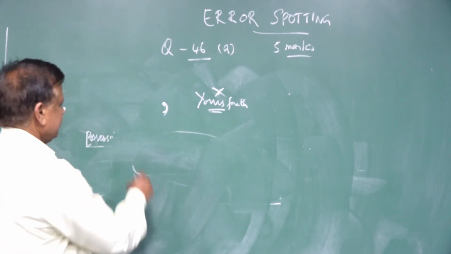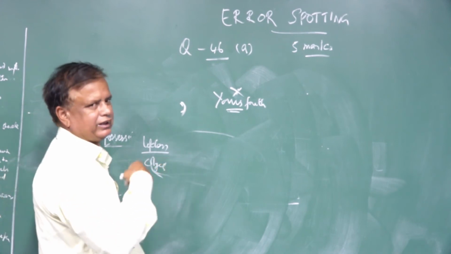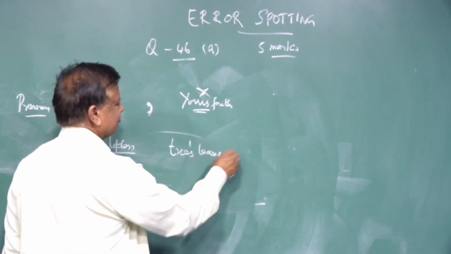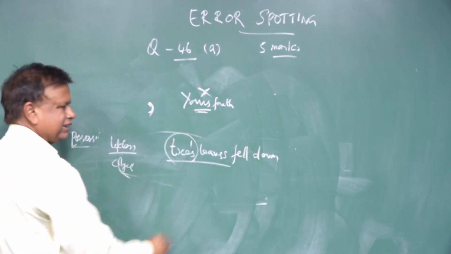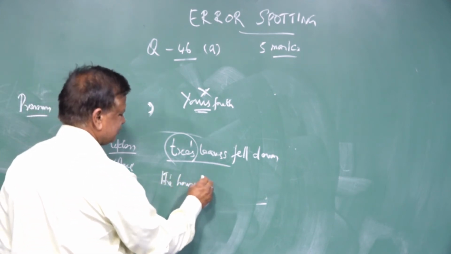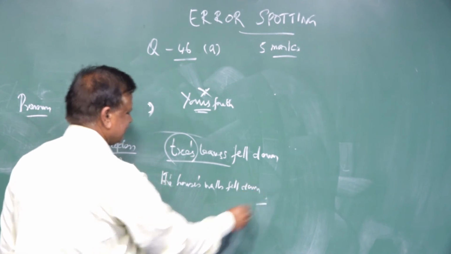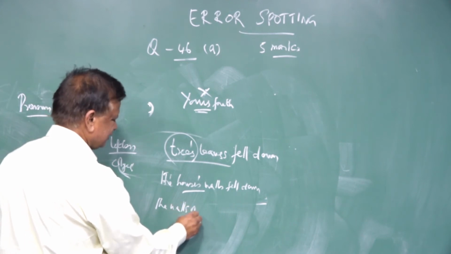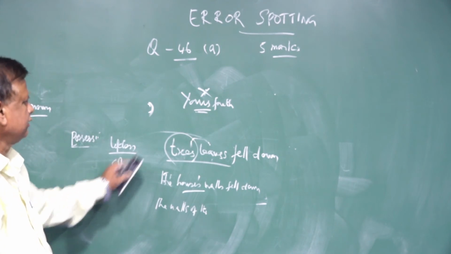Similarly, lifeless objects will not be shown in the possessive form. For example, the tree's leaves fell down. I cannot use a lifeless object, the tree's. The house's walls fell down. I cannot use this lifeless thing. I have to use the walls of the house. The leaves of the tree. Lifeless objects cannot have an apostrophe mark.